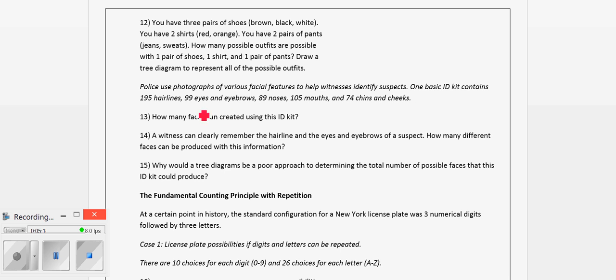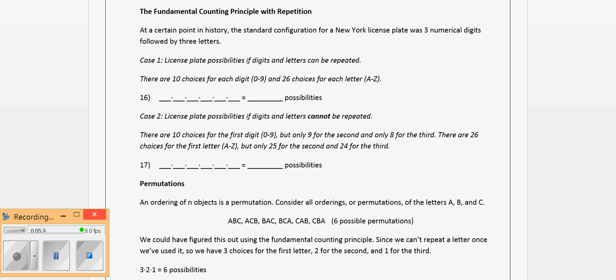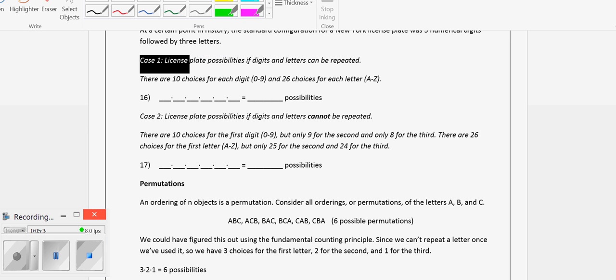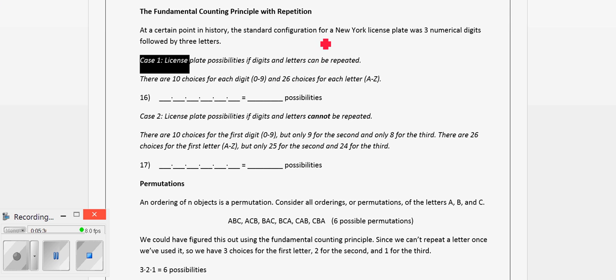Same idea, a lot more choices, okay, but the process is still the same. Alright, sometimes we encounter repetition when we're using the fundamental counting principle. So if we look at this example, license plate possibilities, we've got a license plate with 6 digits, and there are 10 choices for each digit because 0 through 9 can be used.